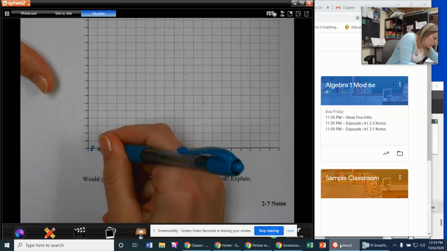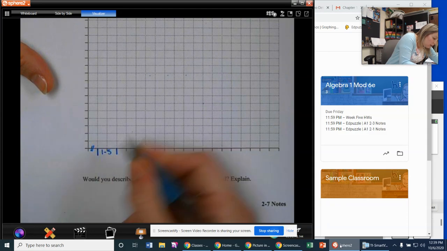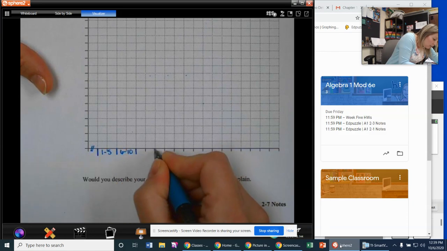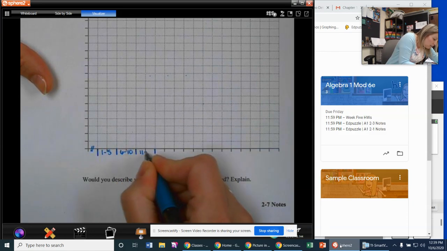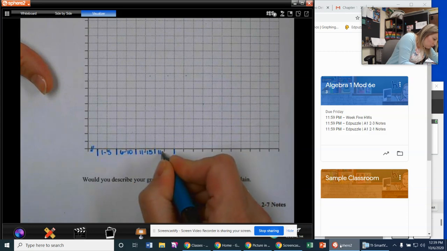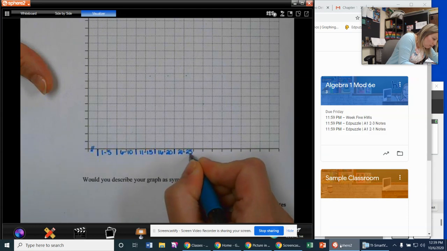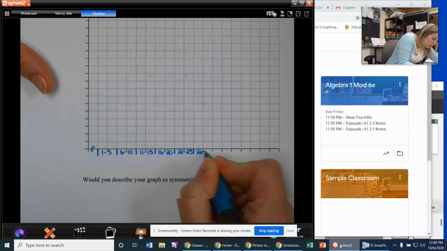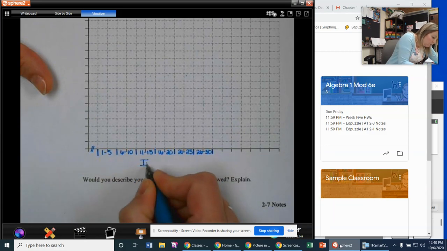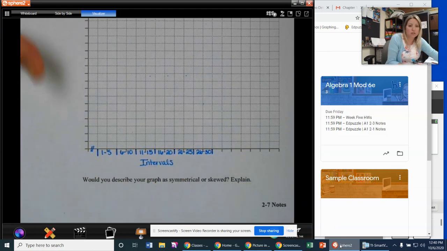And then here, let's get each of my intervals in. I'll go 1 to 5, and then 6 to 10, and then 11 to 15. Then we got 16 to 20. Again, these are touching because they go straight from one interval to the next. And there we go. These are intervals, so we label. Intervals are always the x-axis.